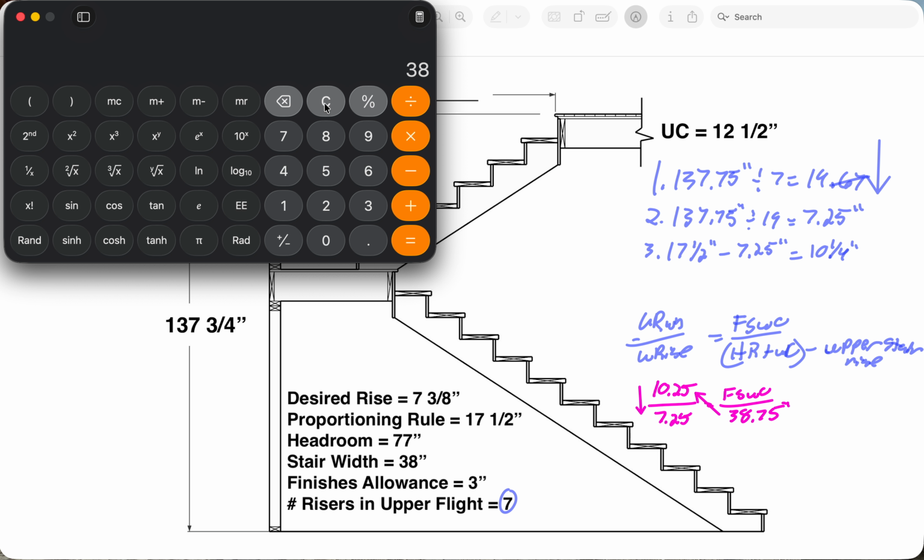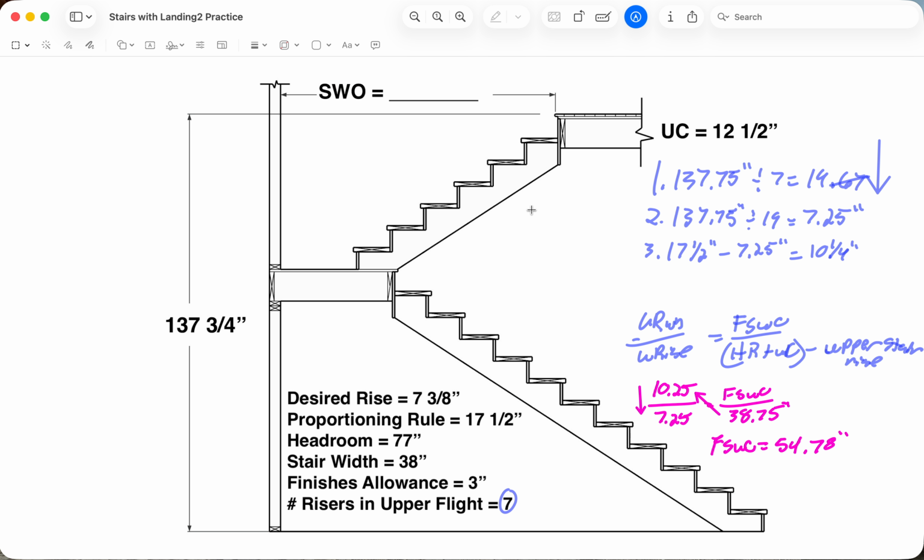So 38.75 times 10 1/4 divided by 7 1/4. And we get our finished stairwell opening of 54.78 inches. So let's unpack what that means. What we're saying is the distance from here to here would need to be 54 and basically 3/4 of an inch once all of our finishes are included.